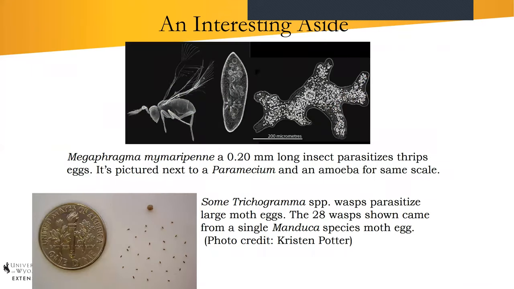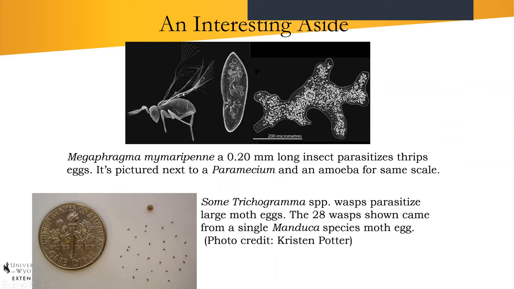Just an interesting thing to keep in mind, the size range of insects. This is all scaled to size. And so this is Megaphragma mammaripennae. It's the second smallest insect. There's an insect that's actually smaller. It's considered one of the fairy flies. And they're not a true fly. They're a type of wasp.